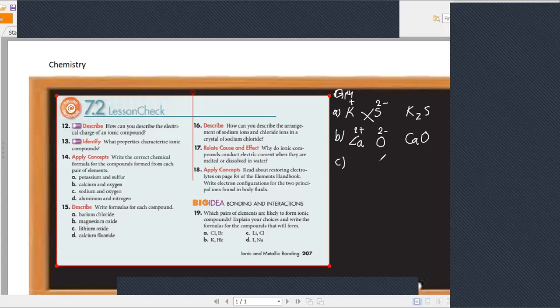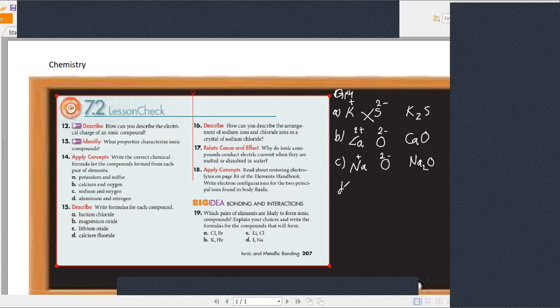Here, section C, Mr. Mazen. Yes. So we know that C is sodium and oxygen. Sodium is in group 1, which is Na, and oxygen is in group 6. So Na has a charge of +1, and oxygen has a charge of -2. So it's going to be Na2O. Excellent.